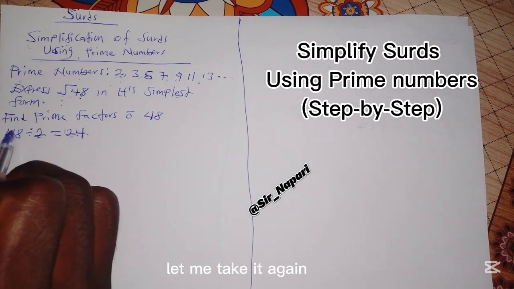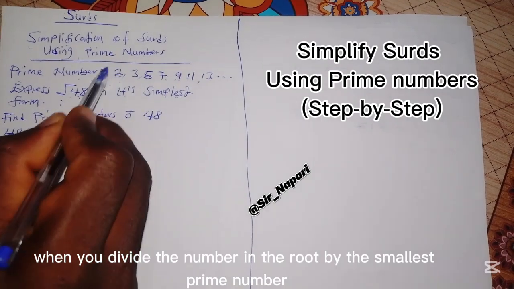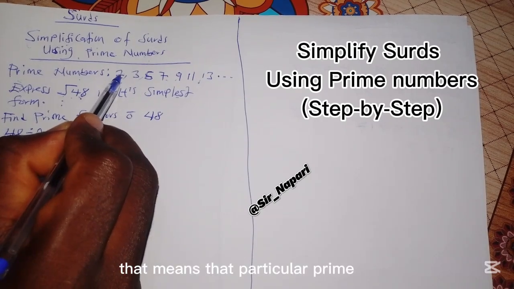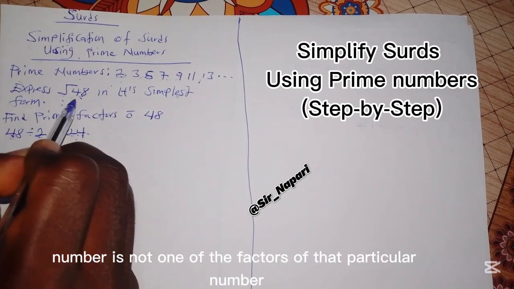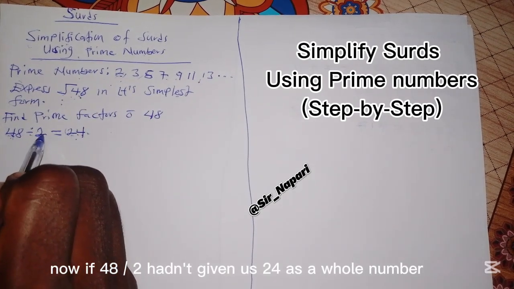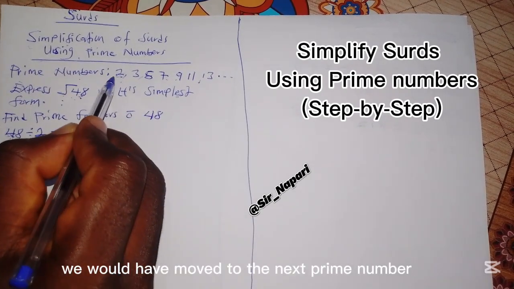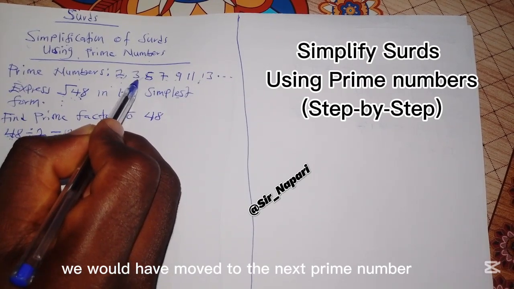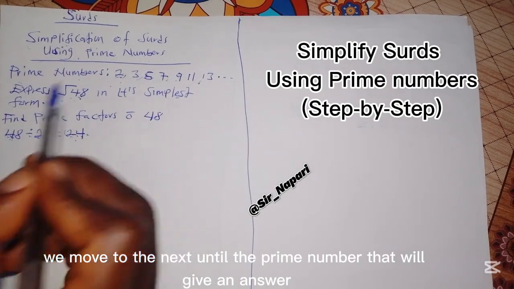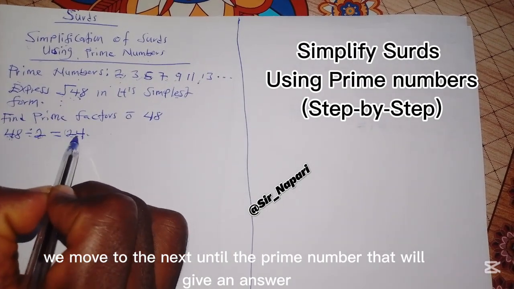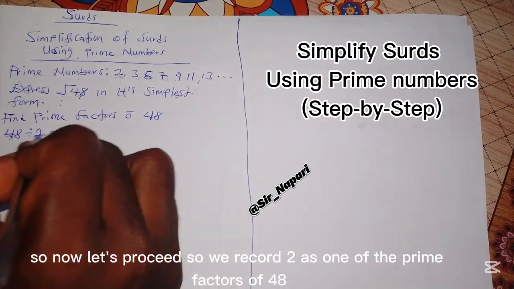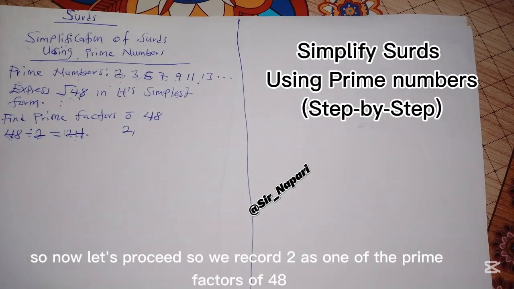Let me take it again. When you divide the number in the root by the smallest prime number and you don't get a whole number, that means that particular prime number is not one of the factors of that number. Now, if 48 divided by 2 hadn't given us 24 as a whole number, we would have moved to the next prime number. If it also doesn't give us a whole number, we move to the next until the prime number that will give an answer that is a whole number. Okay, so now let's proceed. So we record 2 as one of the prime factors of 48.